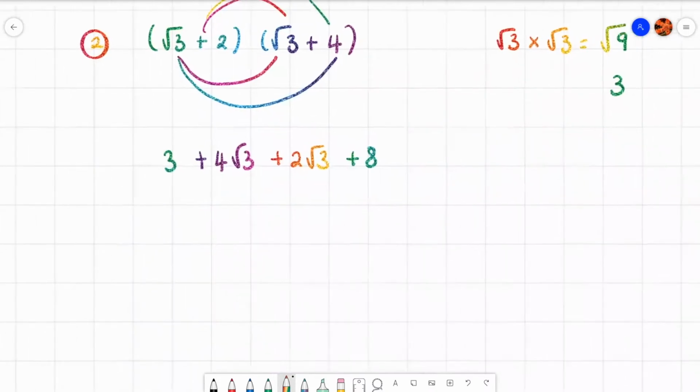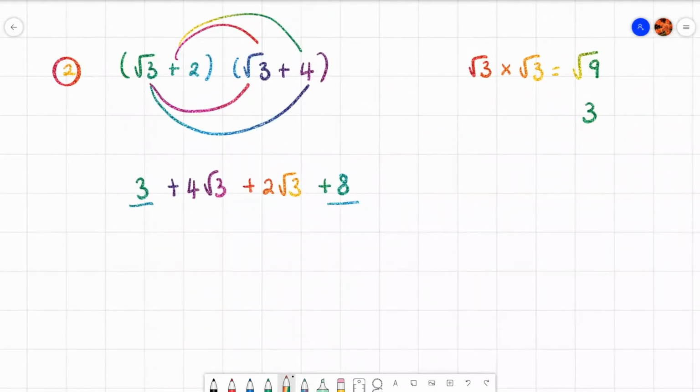Let's add these together now. I know I can add 3 and 8 together. 11. And then 4 root 3, add 2 root 3, we can add together because they've got the same square root. That square root 3 and that square root 3. So it's like 4x add 2x, which would be 6x, but this is just 6 root 3. And there we are. We can't simplify this further because the 11 does not have a square root 3 with it. And we can't cancel root 3 down any further because there's no square number that goes into it.